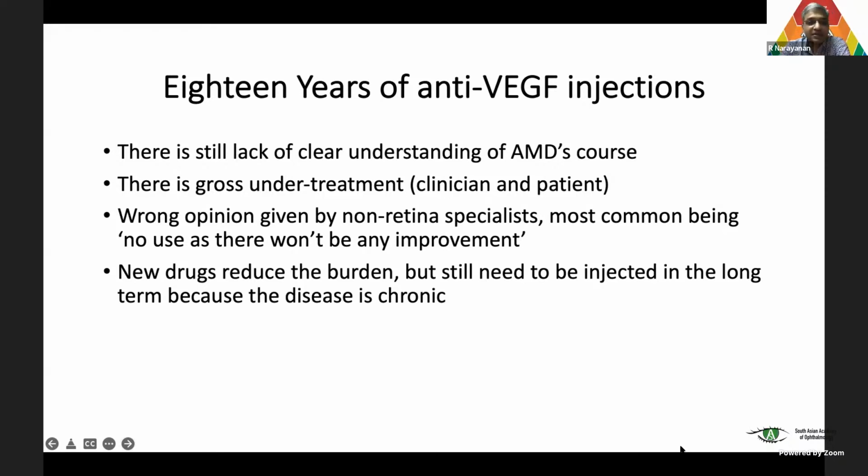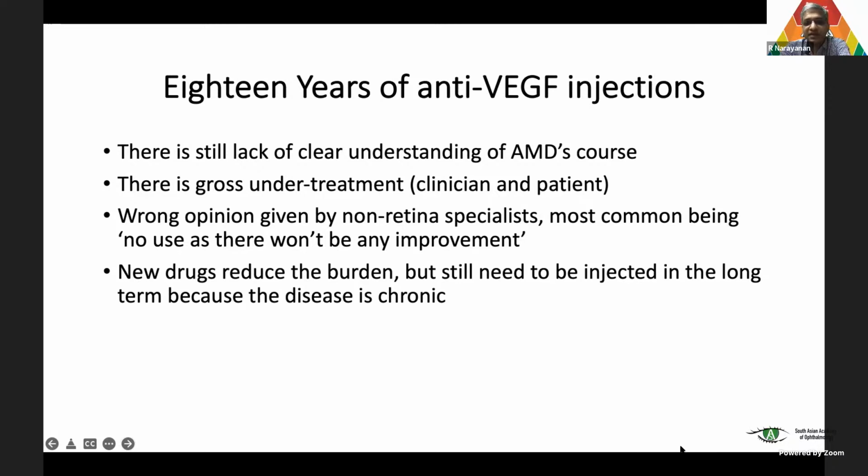Maybe our communication is not correct. But yes, there are some myths. There is a lack of clear understanding of AMD's natural course. What happens over 6 months? What happens after 1 year or 2 or 5, 7 years? Data is there, but unfortunately, the understanding is not very clear. What happens to AMD if we don't treat?